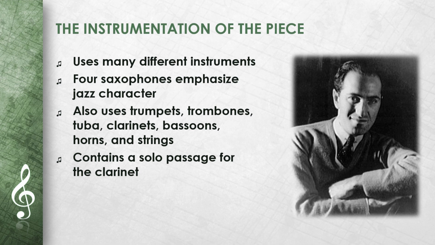In An American in Paris, Gershwin uses many different instruments to create the sound world of Paris. Particularly well known are the passages for 4 saxophones, which emphasize the jazz character. He also uses trumpets, trombones, a tuba, clarinets, bassoons, horns, and strings. The piece also contains a famous solo passage for the clarinet.